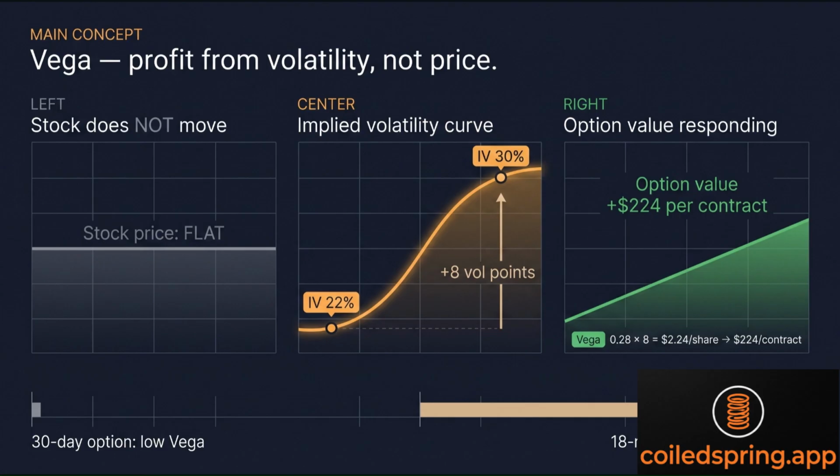This is not a theoretical edge. It's structural. And it works in reverse too, which is the risk. If you buy options when IV is already elevated and it subsequently compresses, Vega works against you. The stock can move in your direction, and you can still lose money because the volatility crush takes away more than delta adds. Timing your entries around implied volatility levels is not optional. It's part of the discipline of trading options correctly.